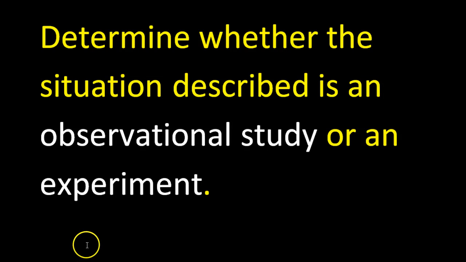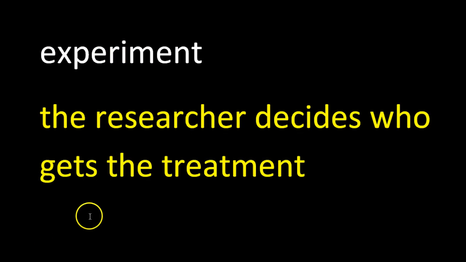In this video, we are going to learn how to determine whether the situation described is an observational study or an experiment. Here's the bottom line. In an experiment, the researcher decides who gets the treatment. If someone's going to get a certain medication and another group is not going to get a certain medication, if the researcher decides who gets what, it's an experiment.